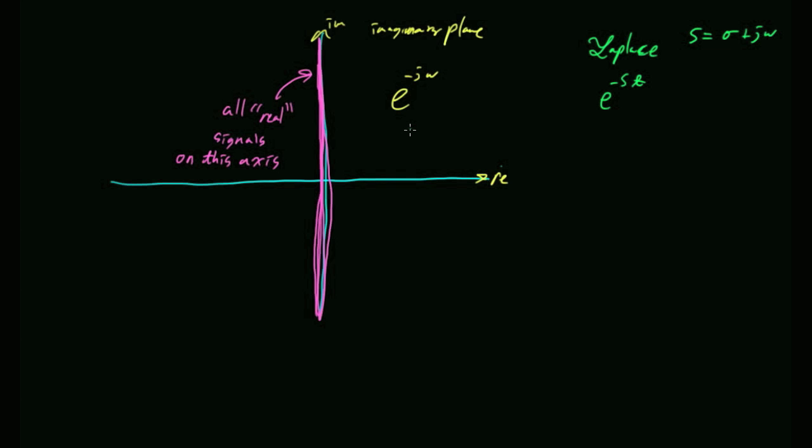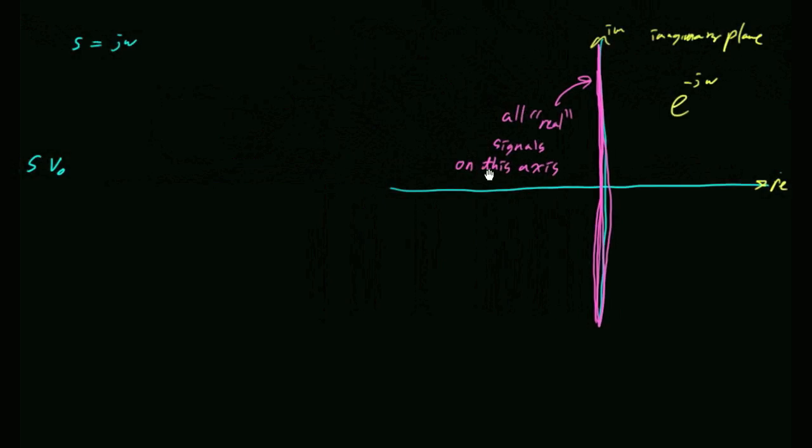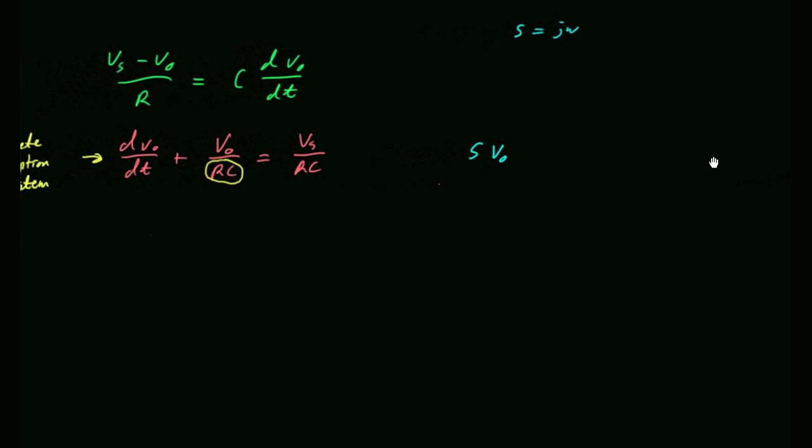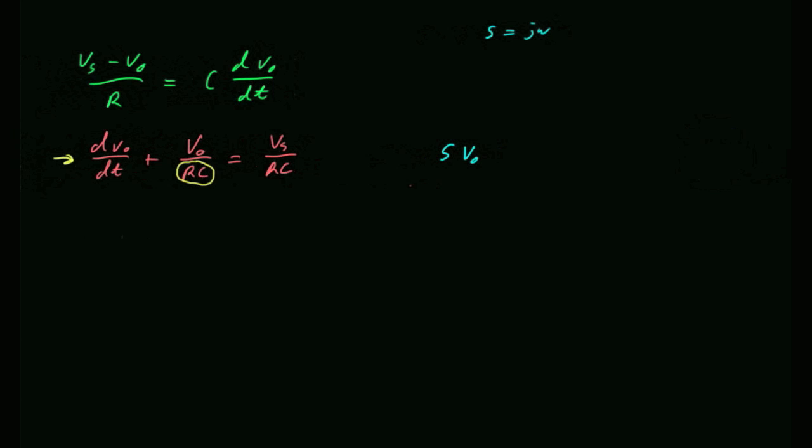Okay, so let me just do this real quick. Fourier transform, Laplace transform: sV0 plus V0 over RC equals Vs over RC. Now I can combine like terms.